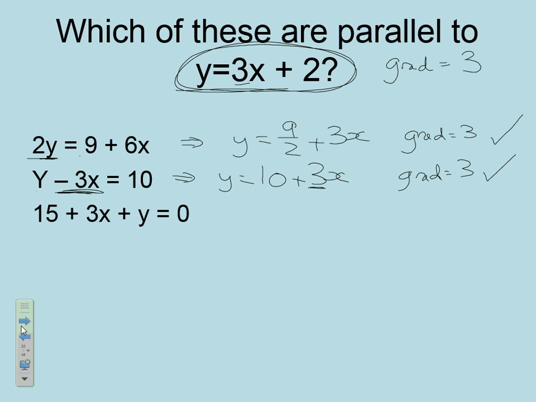Did I do all 3 of them? Let's find out. This one, I want to get the y all on its own, so I need to take off that 15 and take off those 3 x's. So I've got minus 15 minus 3 x's. So we've got a 3. No, it's a minus 3. So the gradient of this one was minus 3. So that is not parallel.